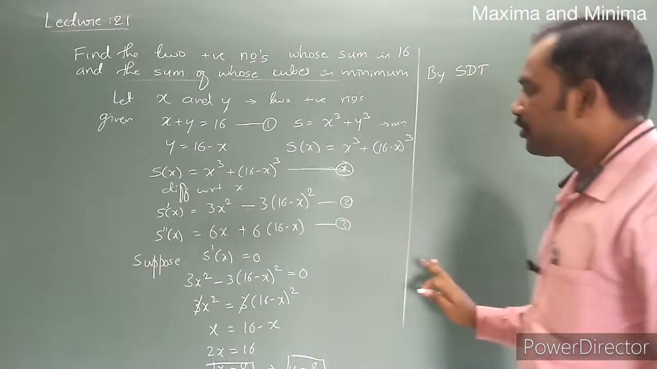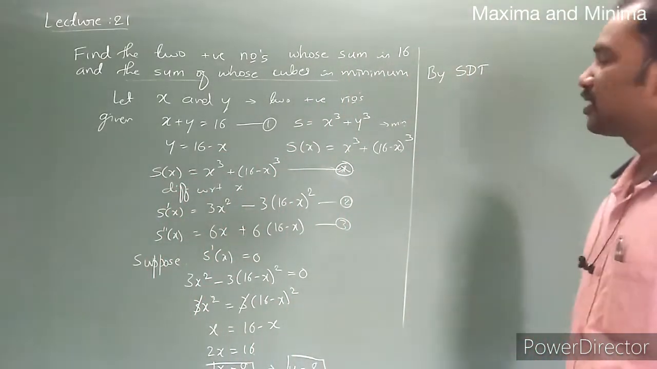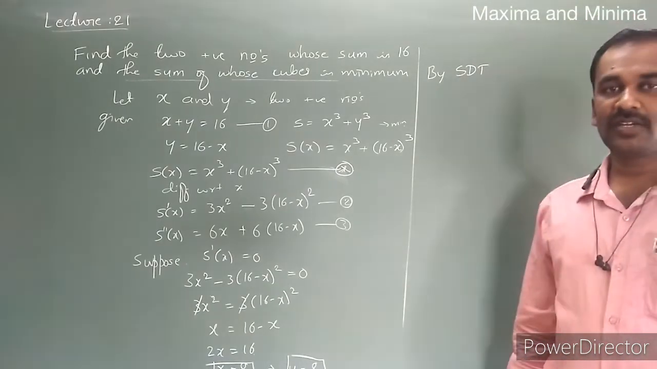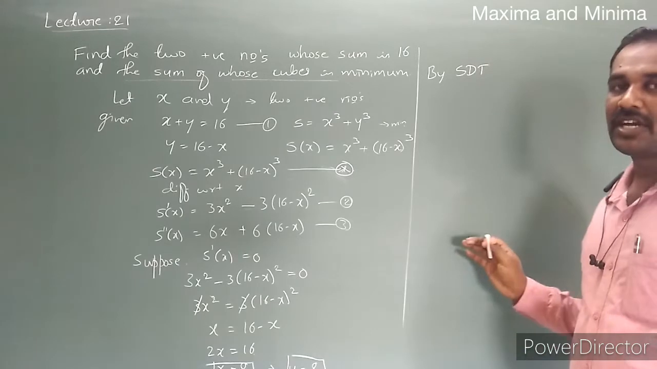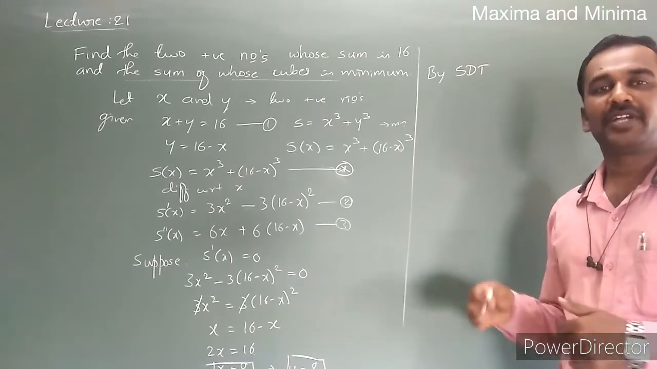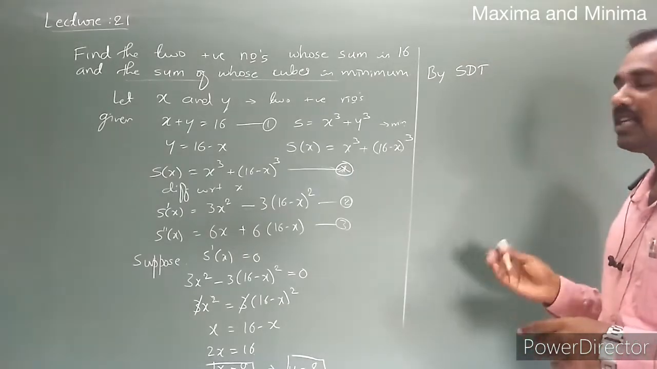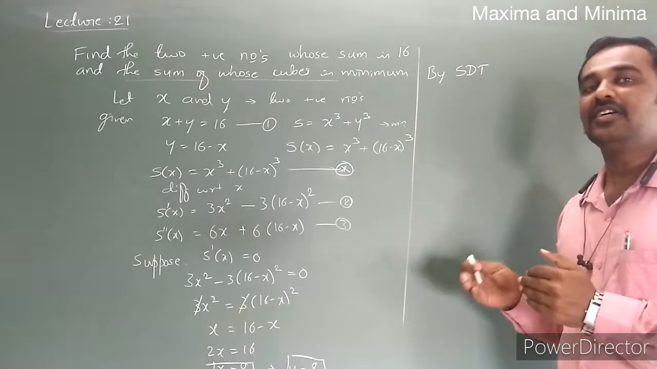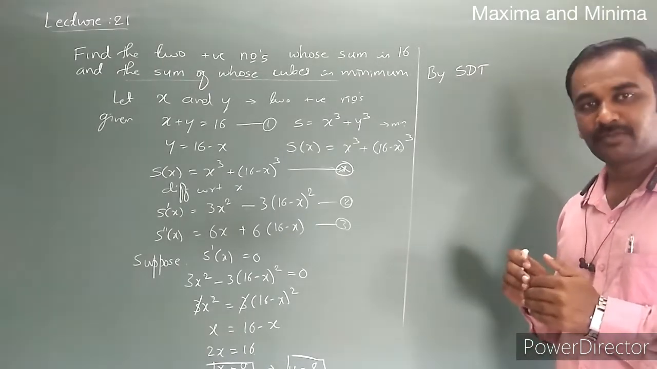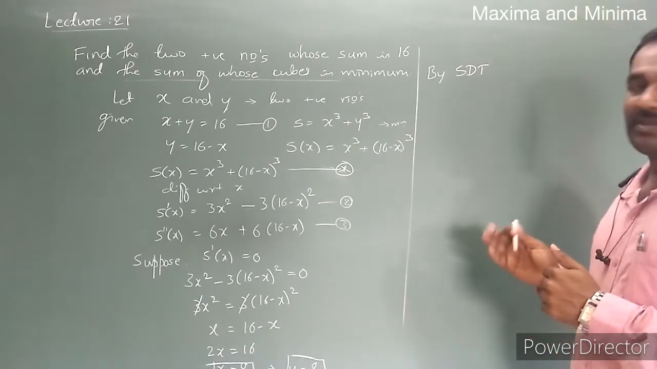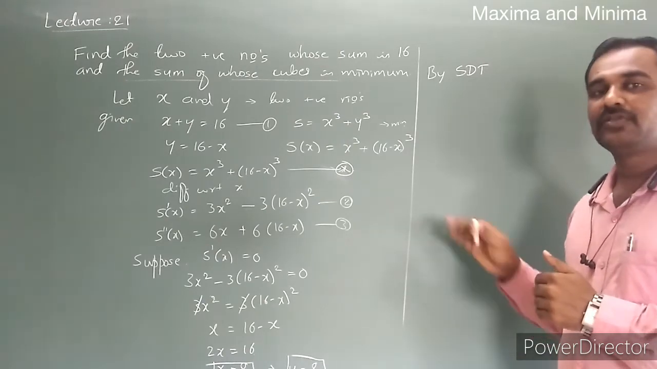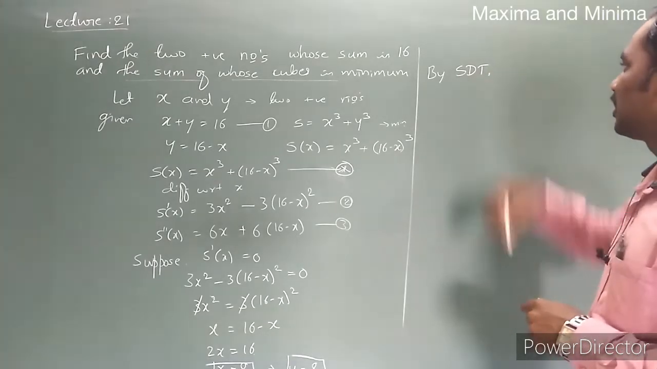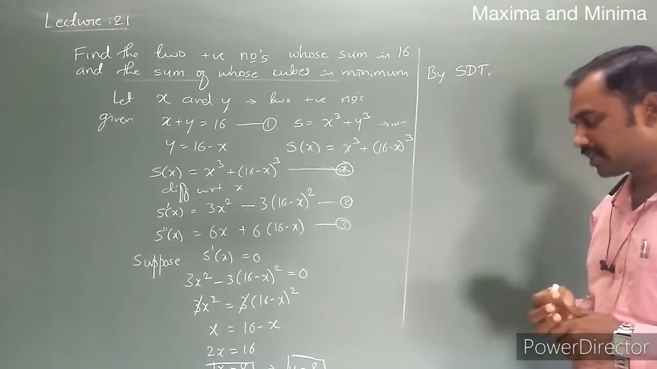So by the second derivative test, what happens? What does the second derivative test say? If f dash of c is equal to 0, then if f double dash of c is negative, then c is the point of local maximum. If f double dash of c is positive, then c is the point of local minimum. That is the reason I am using the second derivative test.